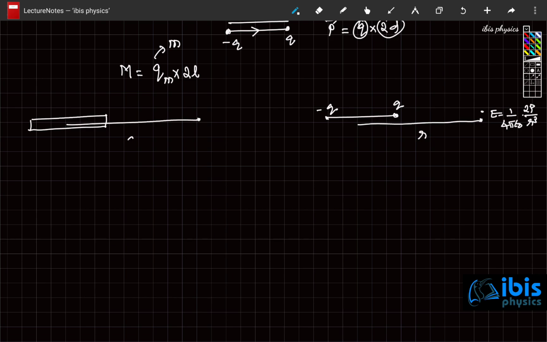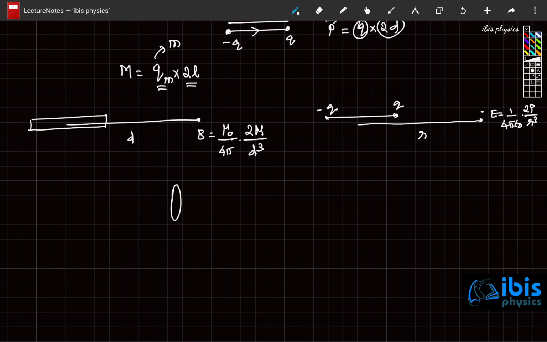Similarly, from the center of a magnet at a distance d, the magnetic field is equal to, it is not 1 by 4 pi, it is actually mu naught by 4 pi into 2 times the magnetic moment by d cube. So here p is written as q into 2d, and here M is written as small m, pole strength, into 2L.